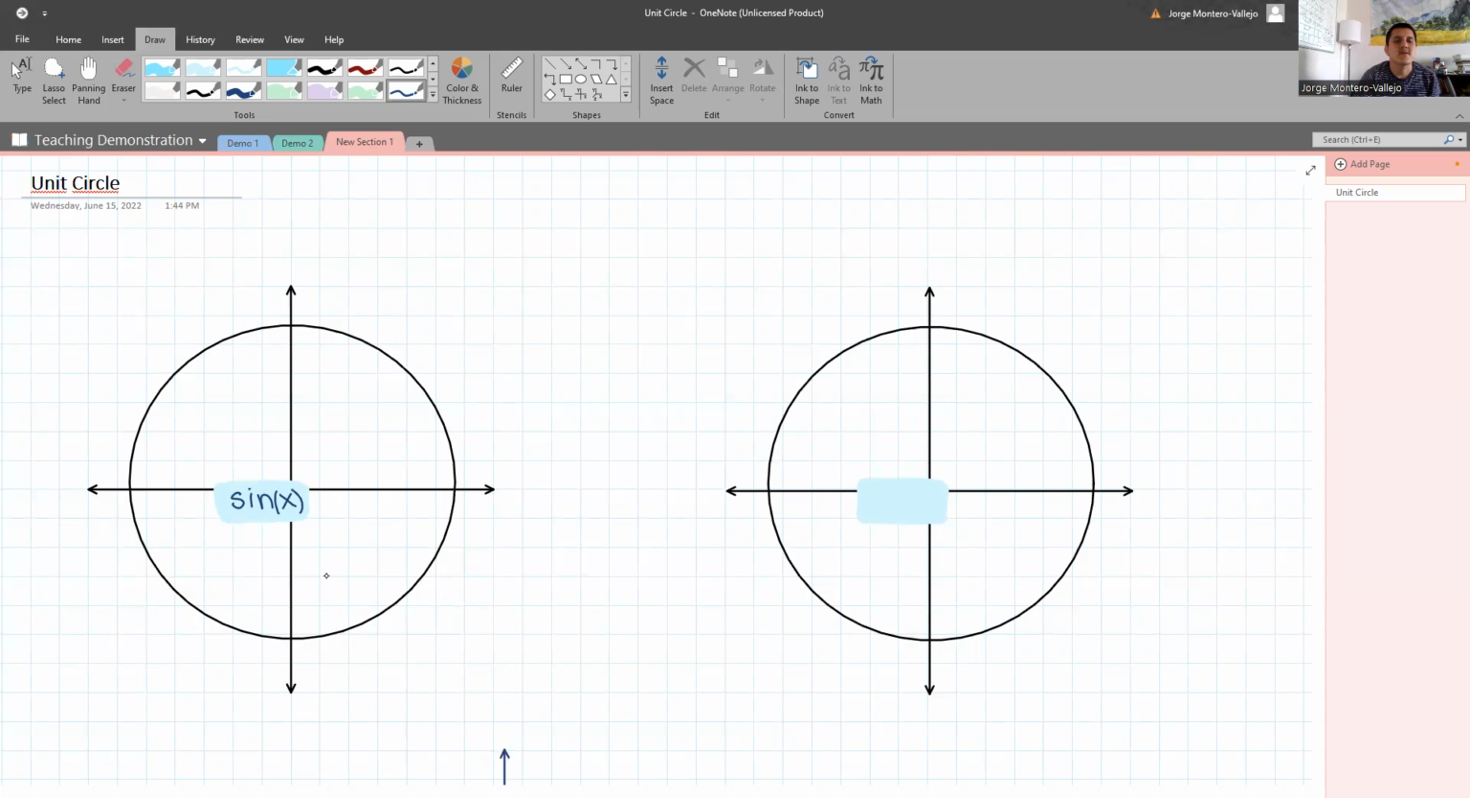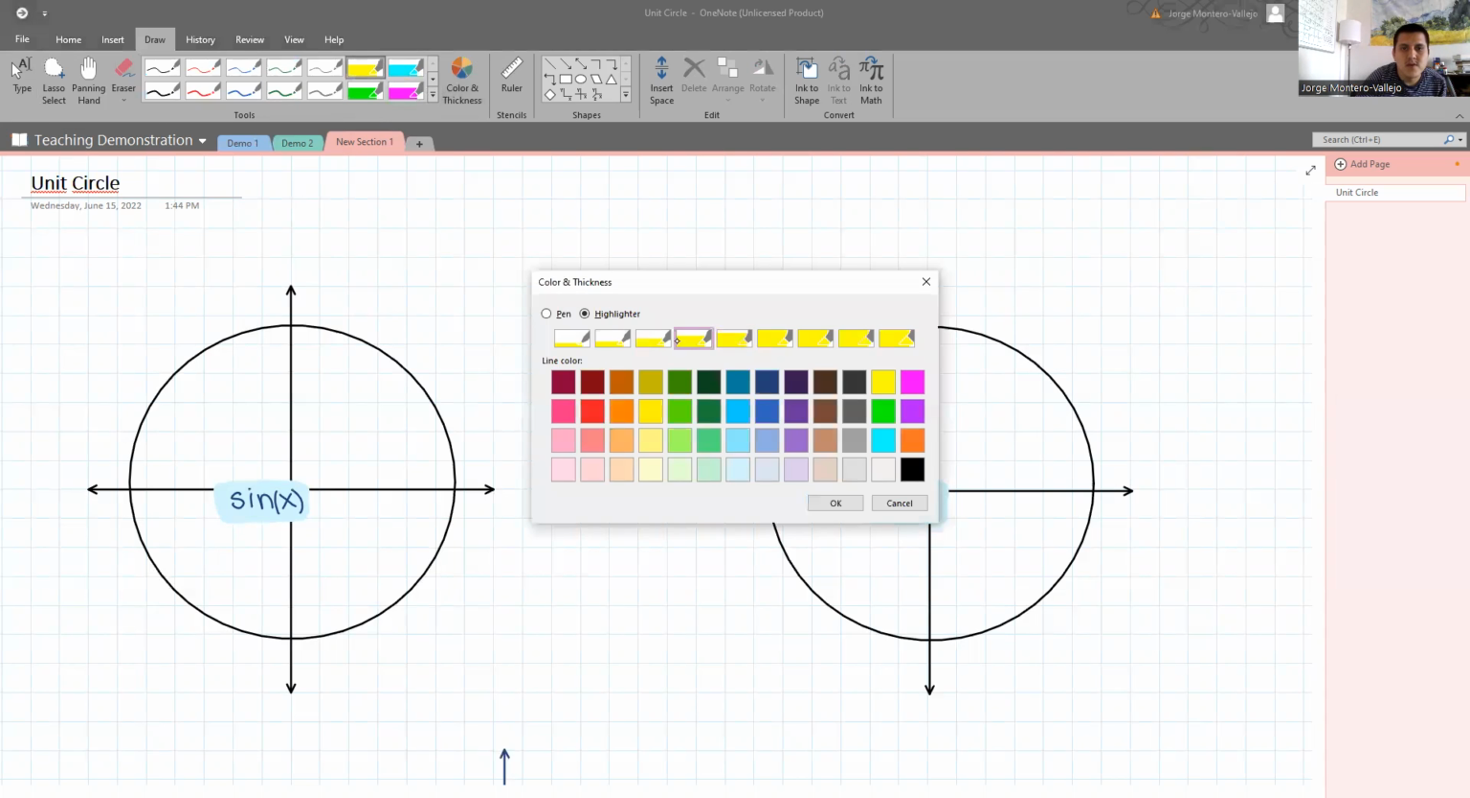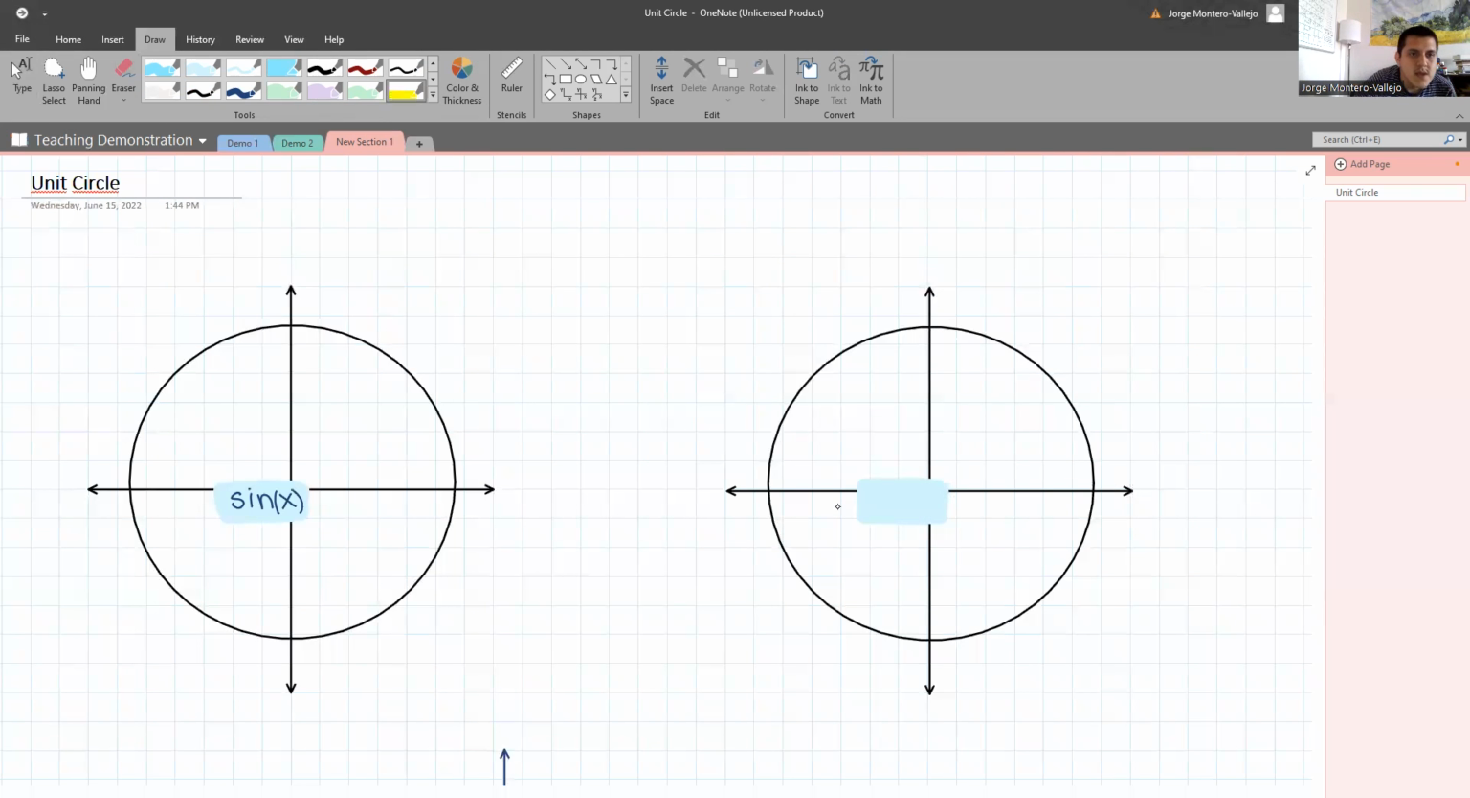Okay, all right. So this is what I propose to you guys. What I propose to do is, for sine, we want to trace, I think most of you are familiar with the idea that sine of x is related to the y-axis, right? So what we are going to do is take the y-axis. I'm going to highlight it here.